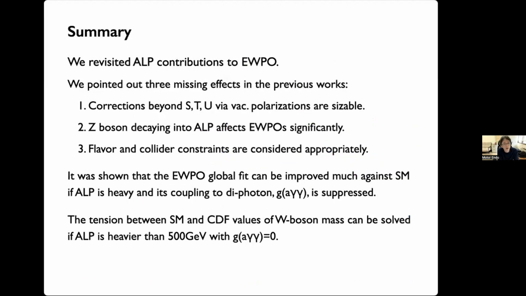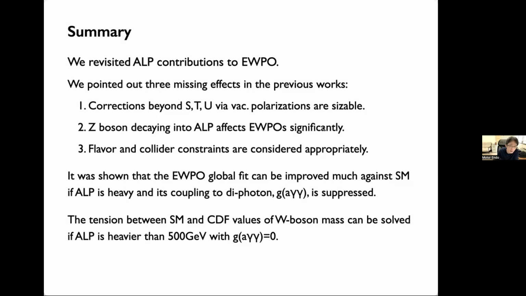Okay, so let me summarize. In this talk, we revisited the ALP contribution to electroweak precision observables, and we pointed out three missing contributions in the previous works. The first one is a correction beyond the S, T, U parameters, through the vacuum polarizations. The second one is the Z boson decay into the ALP, which can affect the electroweak precision observables significantly. In the third point, the previous works did not consider the flavor and collider constraints appropriately in the context of the electroweak precision observable analysis.